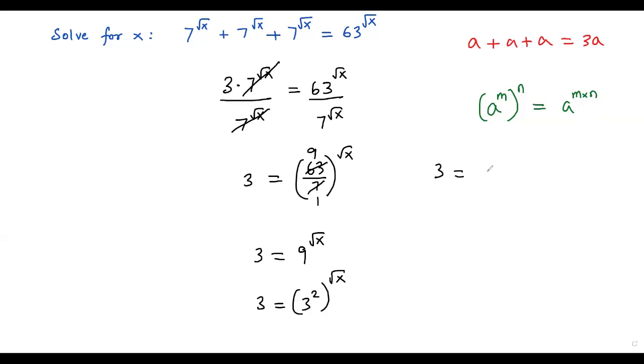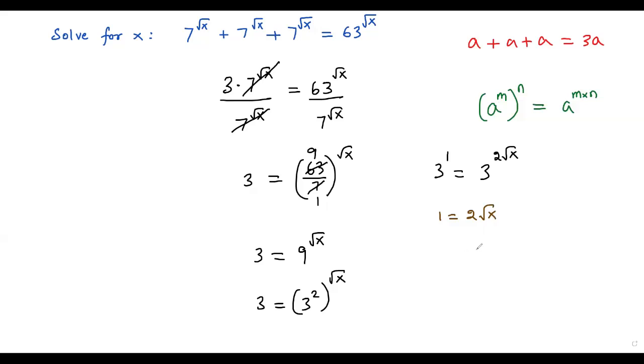So we get 3 equals 3 to the power, when I multiply these two exponents, 2 times square root of x. On the left side, what is the exponent of this 3? Actually, I don't find any exponent for this 3. Whenever there is no exponent for a particular base, we can assume there is exponent 1. Here we have the same base on both sides of the equation, that is 3. So since we have the same base on both sides, we can equate the exponents 1 and 2 times square root of x. So we get 1 equals 2 times square root of x.